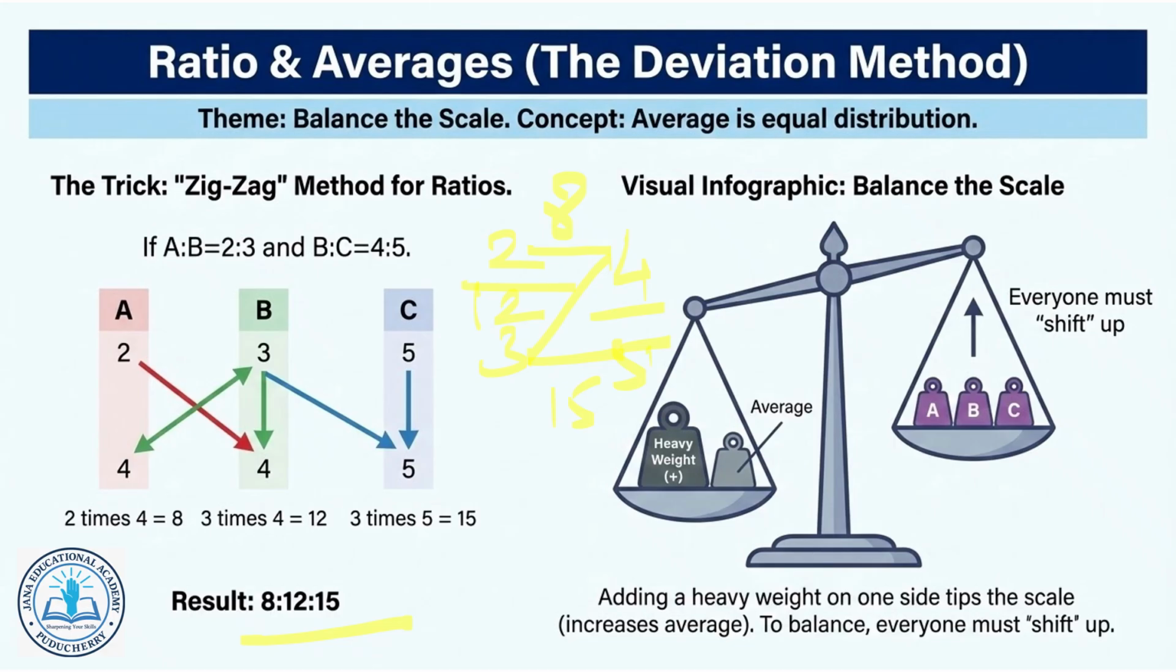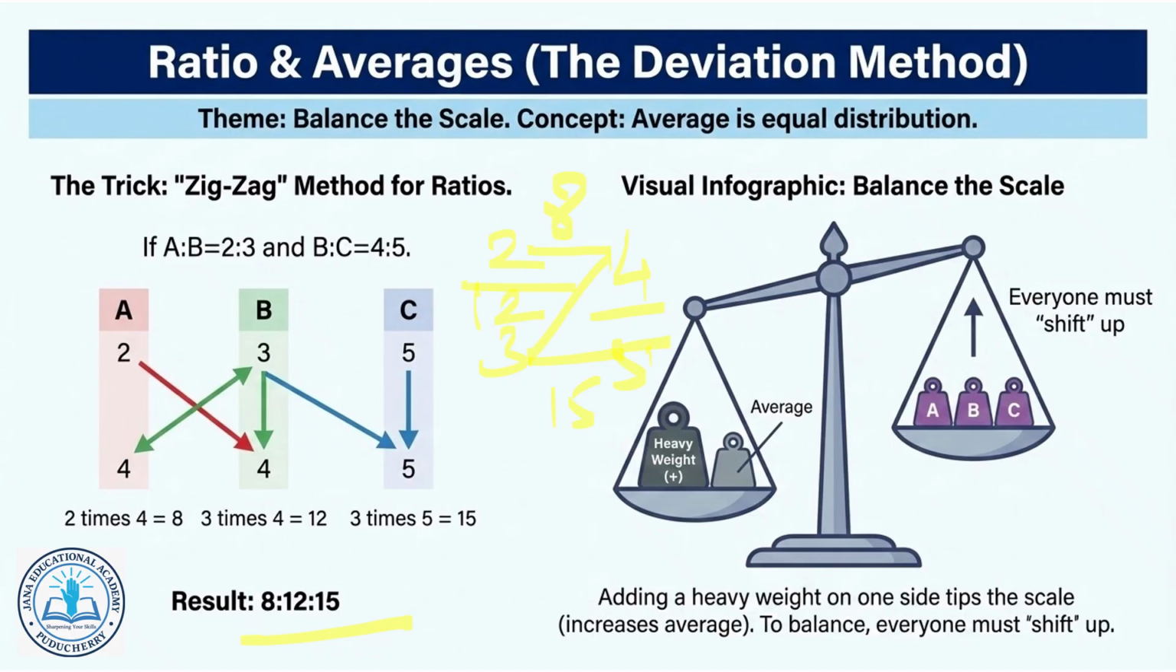Right, now the visual infographic, balance the scale. This method is used to find the average. Suppose a cricket player played 10 innings and has an average of 30. If the average can be increased by 2 runs, that is, the average is initially 30 and it can be increased by 2 runs, what should be the score in the 11th match? So the average is increasing by 2, and the score in the 11th match will be higher than the previous scores. So how can we calculate this with the infographic?